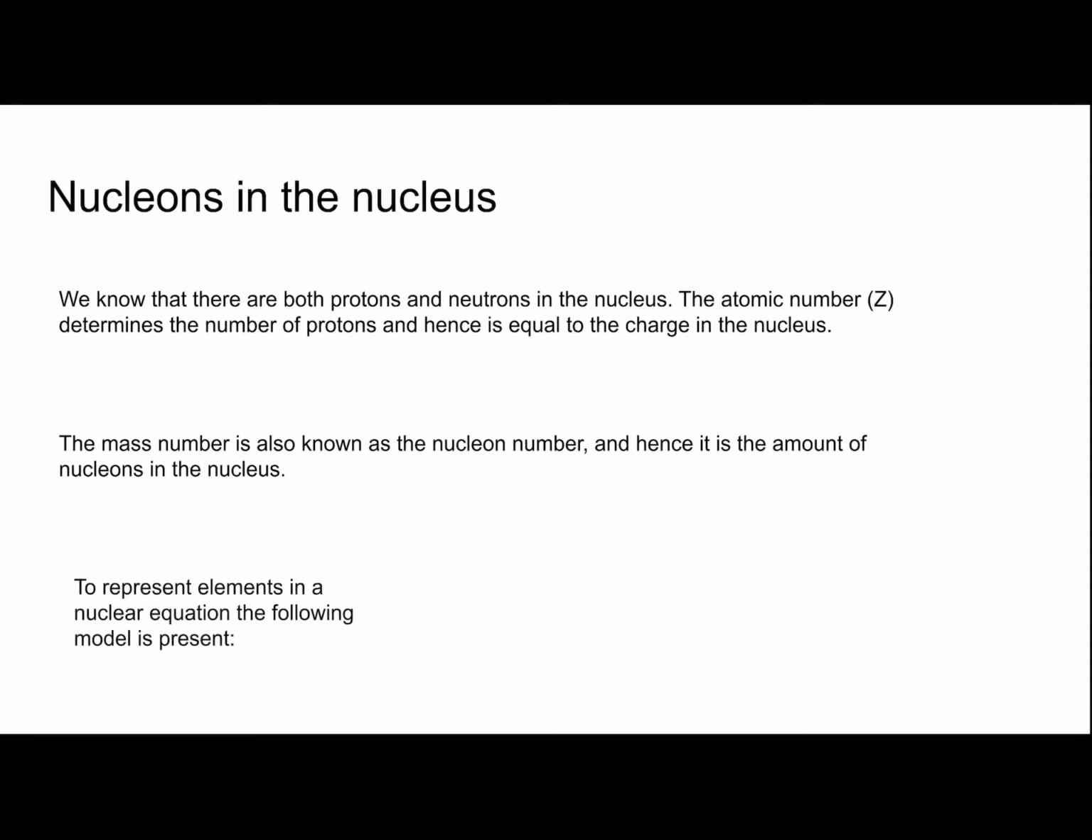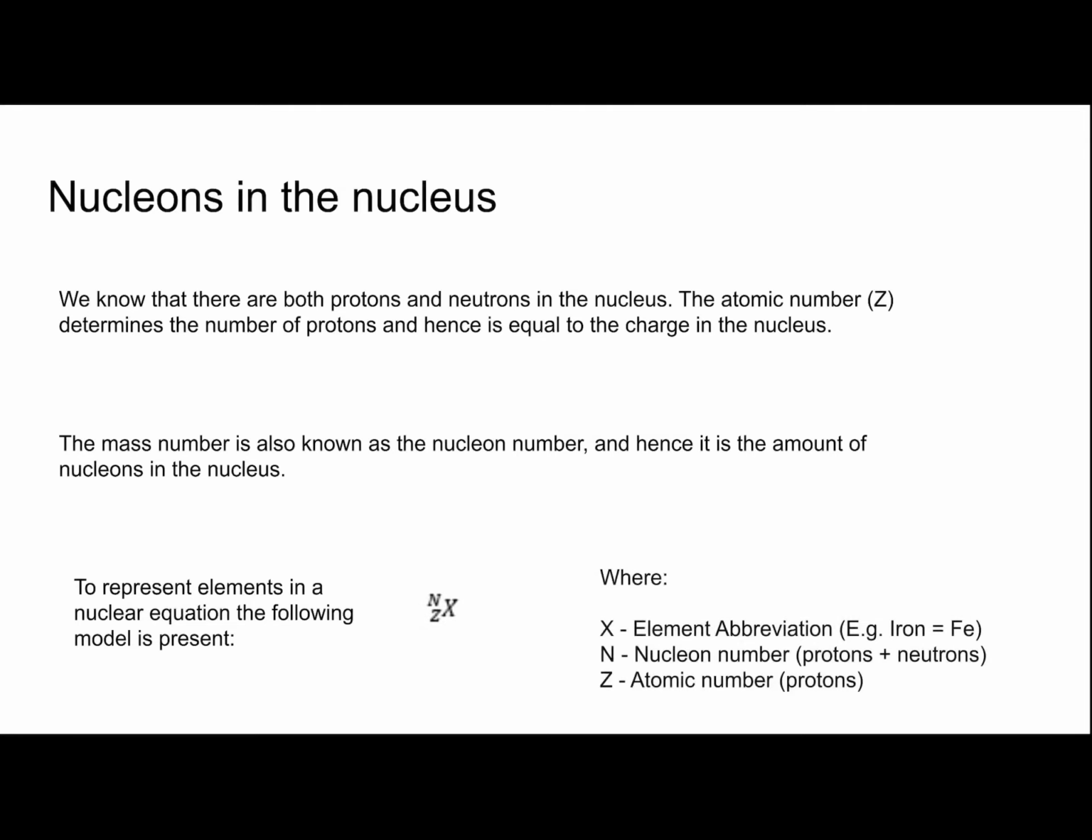To represent elements in the nuclear equation, the following model is present. X represents our element, so it's an abbreviation. For example, iron will be Fe, that's its abbreviation. Therefore, X in this case would be Fe. N is the nucleon number, so that's the number of protons plus the neutrons. So that's also the mass number. Z is the atomic number, and that's the number of protons in the element.